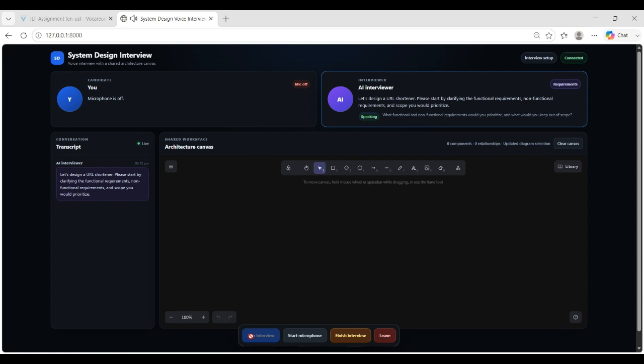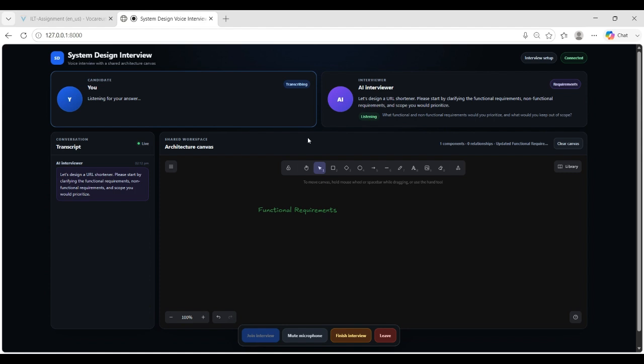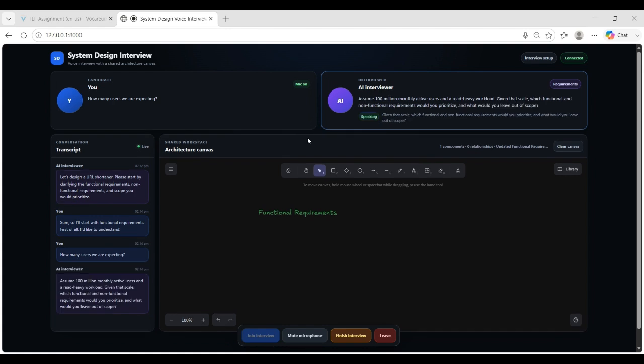Let's design a URL shortener. Please start by clarifying the functional requirements, non-functional requirements, and scope you would prioritize. Sure, so I'll start with functional requirements. First of all, I would like to understand how many users we are expecting. Assume 100 million monthly active users and a read-heavy workload. Given that scale, which functional and non-functional requirements would you prioritize, and what would you leave out of scope?